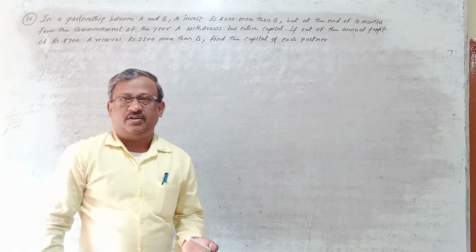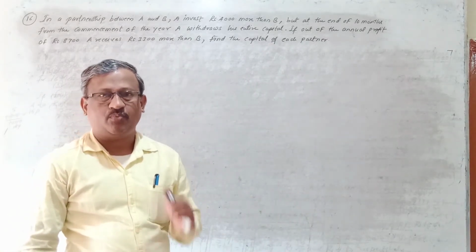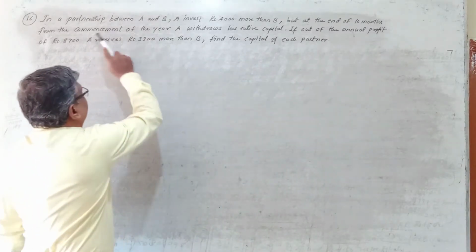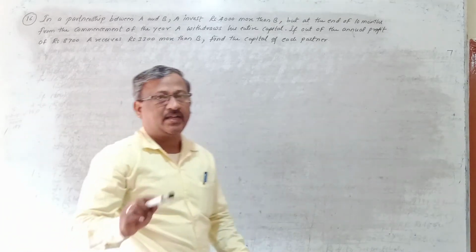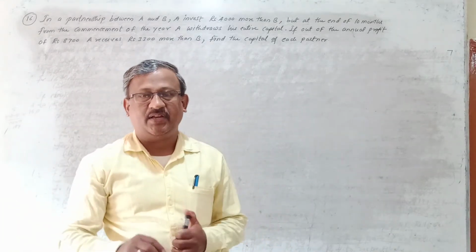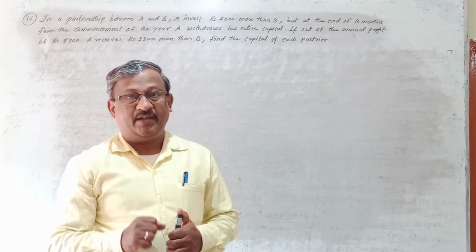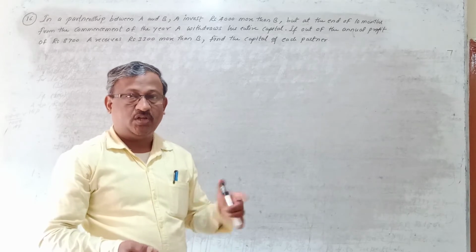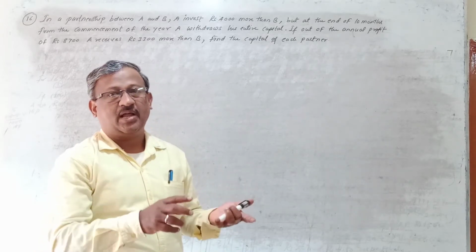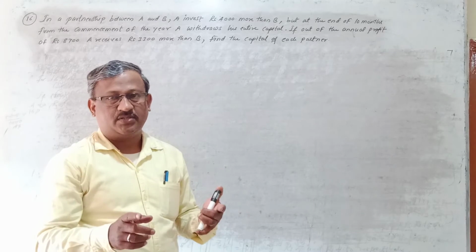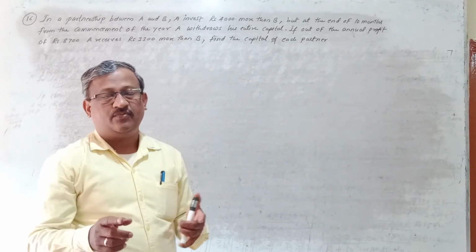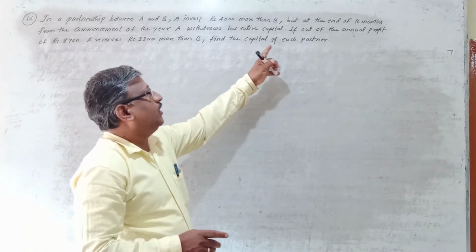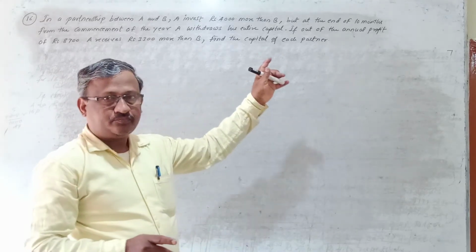Right? It is similar to the previous problem, but the only change here is what I said: at the end of 10 months from the commencement of the year, A withdraws his entire capital. What has A done? A has withdrawn his entire capital after 10 months. About B, nothing is mentioned here. In the previous problem, they had given the time of both the partners: X has invested his capital for 8 months and Y for 6 months. But here they have only given it about A.